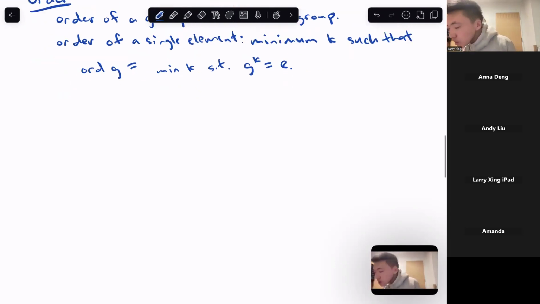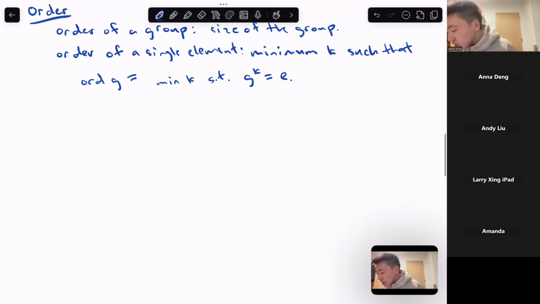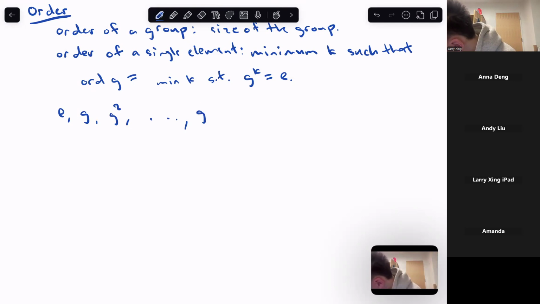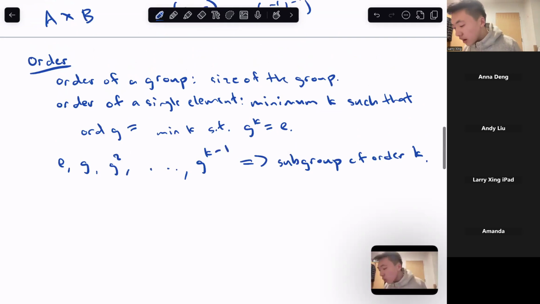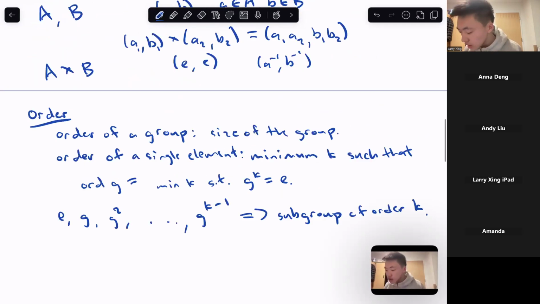And the reason we define it this way is because now we can derive a subgroup for every single G, which is e, G, G squared, dot dot dot, all the way up to G to the k minus 1. And this generates a subgroup of order k, which is the order of the element. And this is why we define the order of a single element this way.